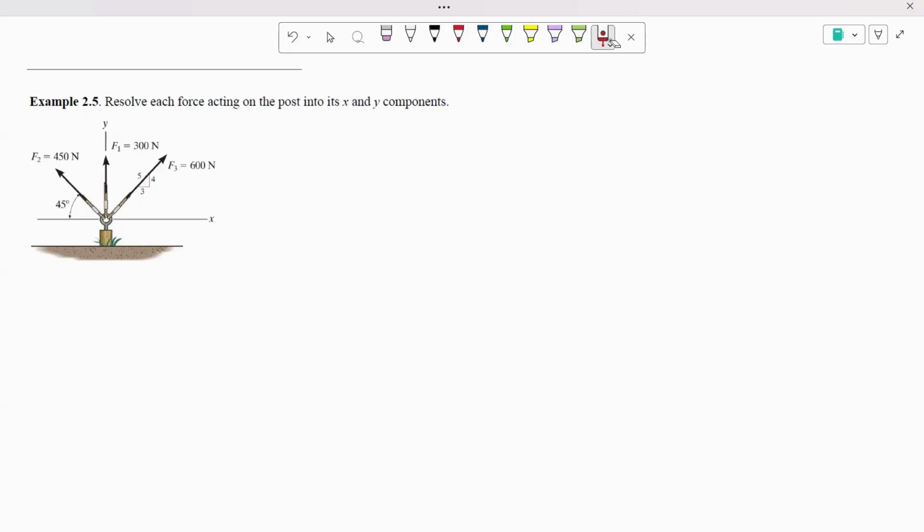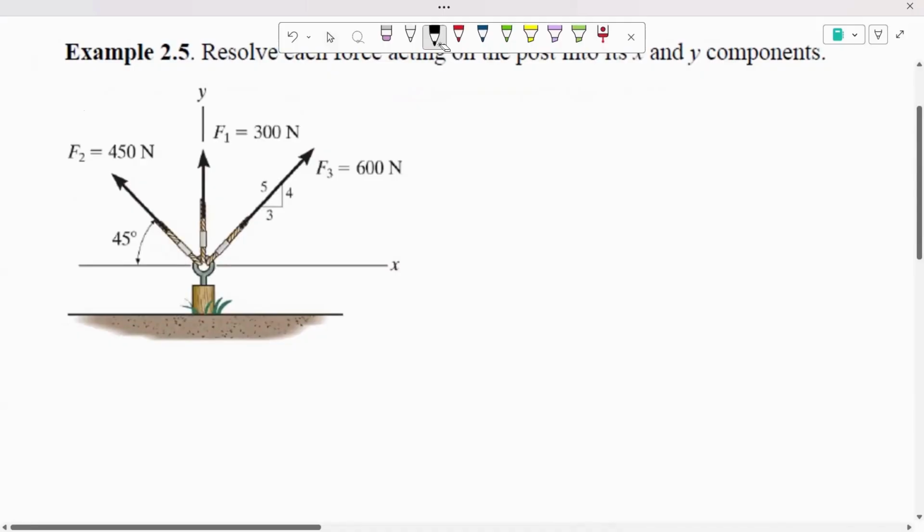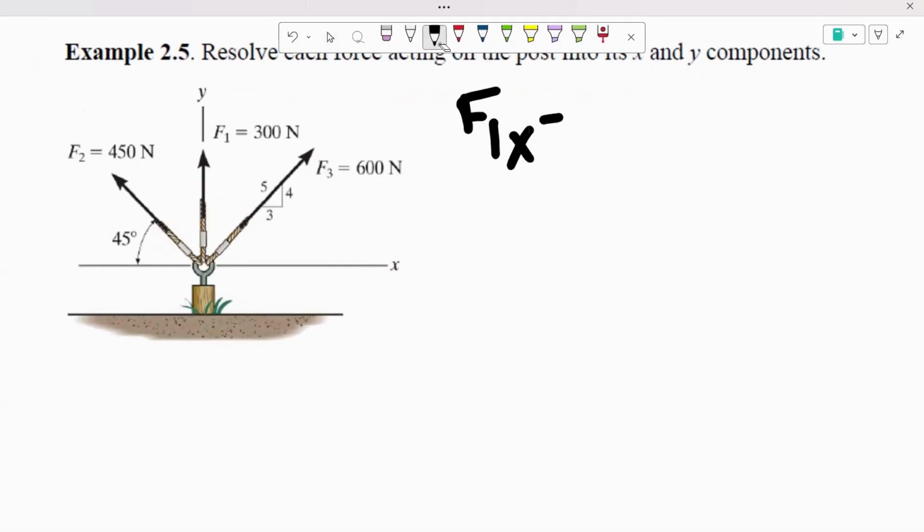The first thing we're going to do is find the x components, or the horizontal components. We're going to start off with F1. F1 of x, as you can see, is already completely vertical, so there is no horizontal component to it. So that one's just going to be 0 newtons.